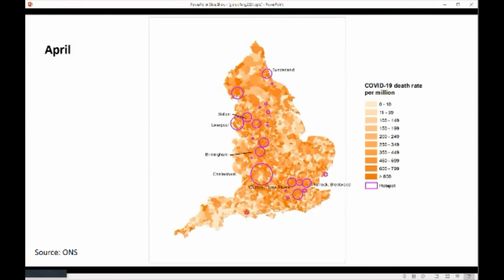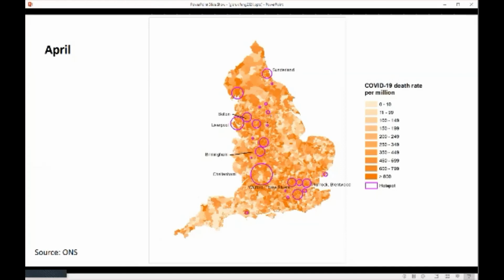In April, obviously, the coronavirus has been across the whole country. You can see the COVID-19 death rate has increased dramatically for everywhere, almost the whole of England. But at the same time, there are many more hotspots across the whole country. Especially, we can see Chatham, Chester, there is a large hotspot, and also Liverpool, Bolton, Sunderland as well.